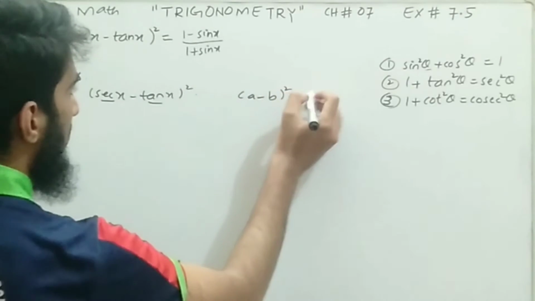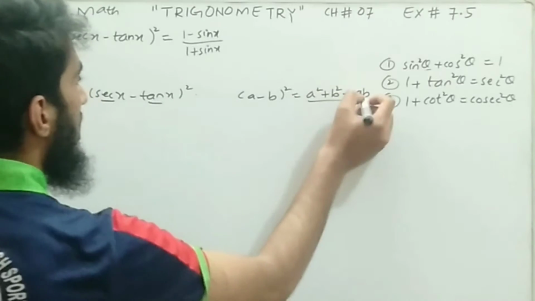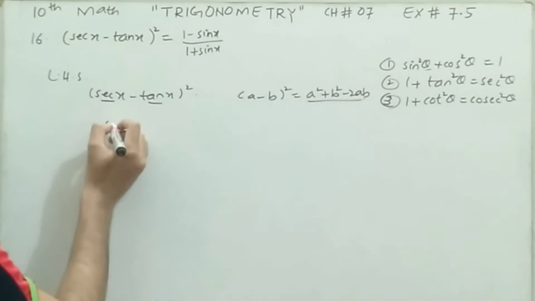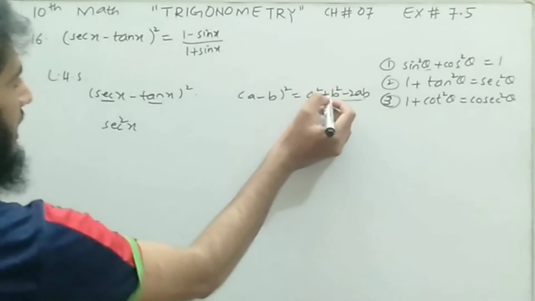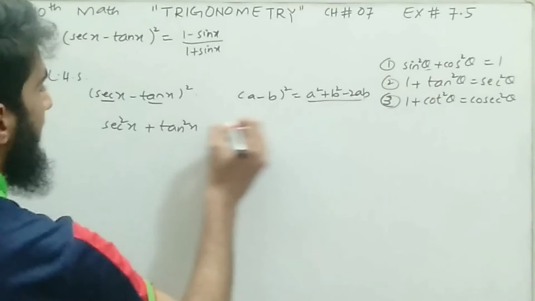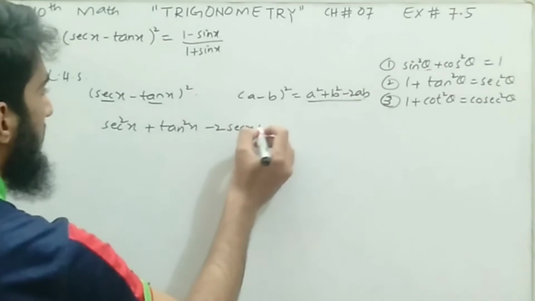You know that a minus b whole square is equal to a square plus b square minus 2ab. So putting values in over here, a is secant x, so it becomes secant square x. And after this plus sign, our b is tangent x, so it becomes tangent square x, and minus 2 times a and b. A is secant x and b is tangent x.